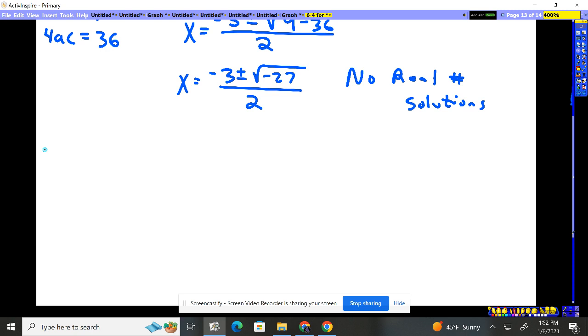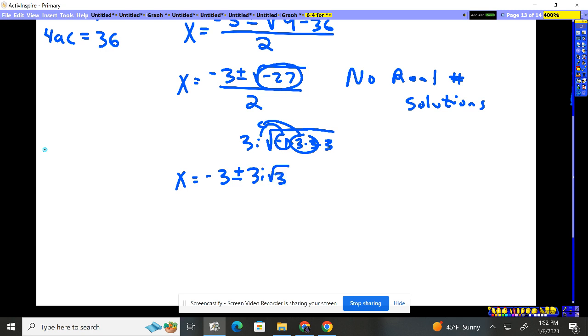Now, we could take it further if we wanted. If we wanted to go ahead and simplify that, which is a negative 1 times 3 times 3 times 3. So a 3 is going to come out. Negative 1 is going to come out as i. We could write this as a solution of negative 3 plus or minus 3i root 3, because that's who's left behind, all over 2. We could write, hey, there's our solution.